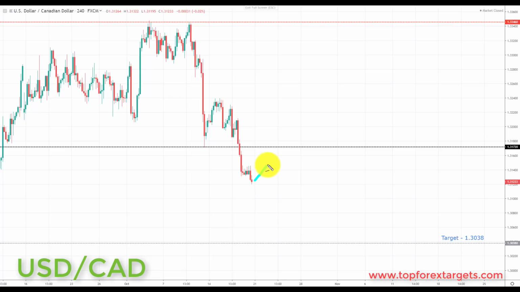If we can get a pullback and a retest of broken support turning resistance in this market, this is going to be a great place to start to look for those bearish formations and patterns. And we're going to be looking at initiating shorts down towards the next key area of support to the downside, the target set, the 1.3038.